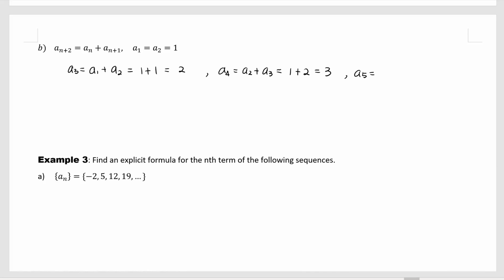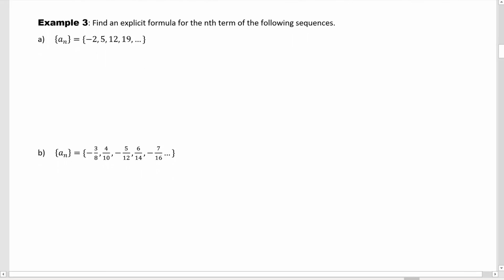A5 is the sum of the previous 2 terms. So that's 2 and 3, we get 5. A6 is the sum of the previous 2 terms, and we get 3 plus 5, which is 8. Okay. So very easy, right? Given the formula and then asked to find the first few terms of the sequence, this is easy, okay?